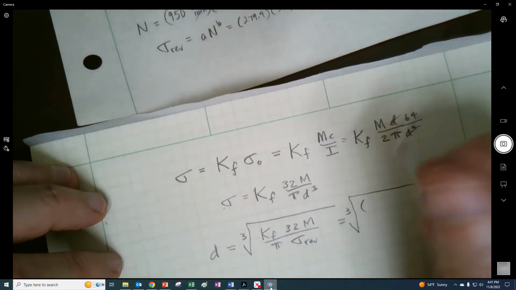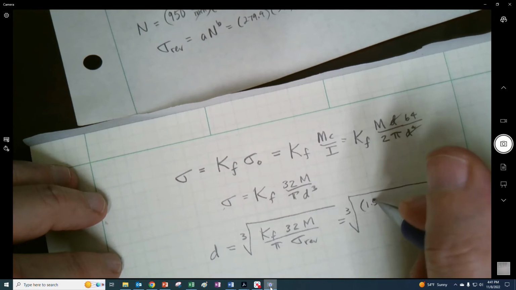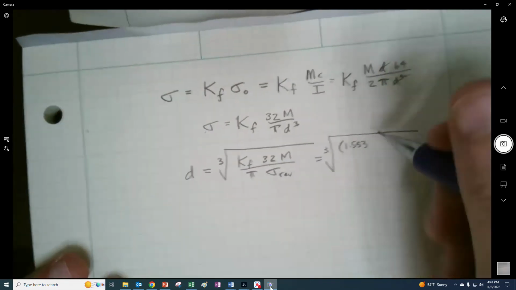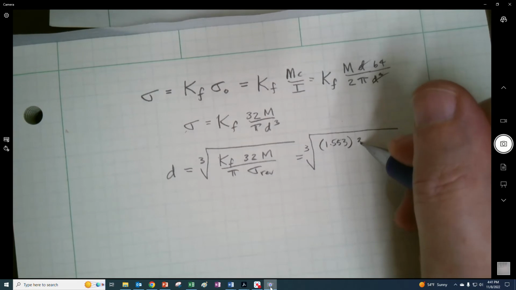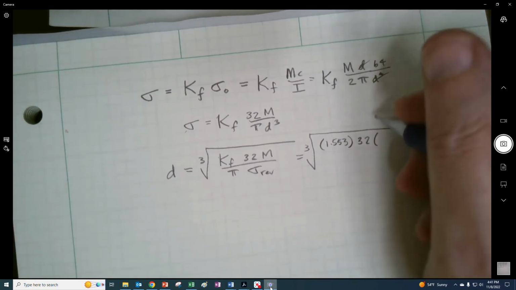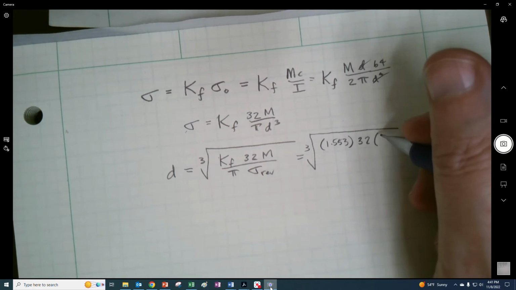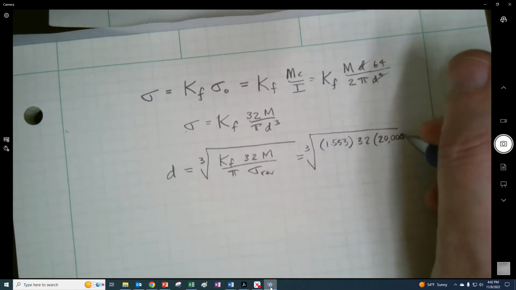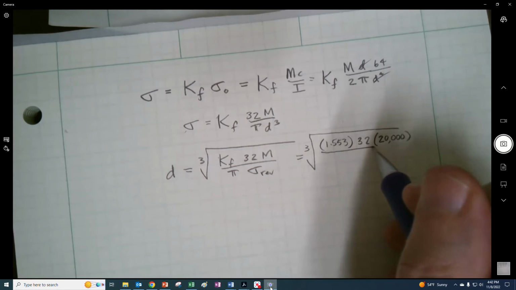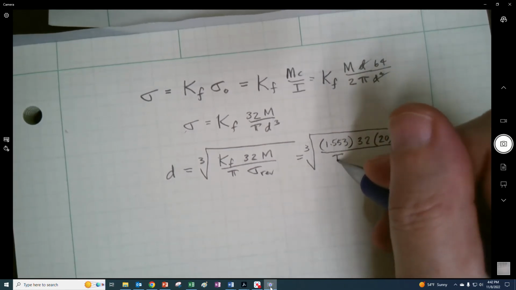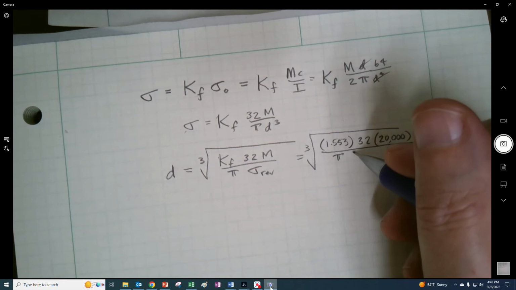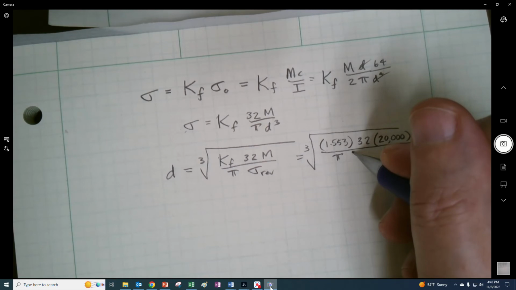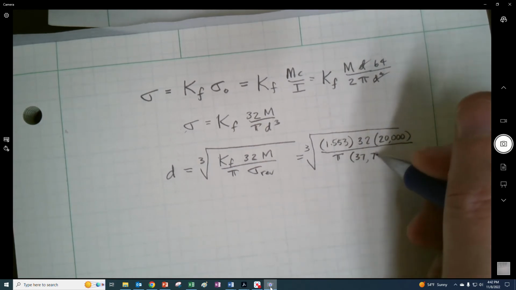We have that stress concentration of 1.553, and then we put a 32 in there. We have what our bending moment is. And our bending moment, where did we get? Oh, yeah, we have 20,000 inch-pounds, remember. We're going to use base units, so make sure that everything is in pounds and in inches. Pi, and then we said that we're going to have 37.73 ksi, but now we need psi, pounds per square inch. So it's 37,730.